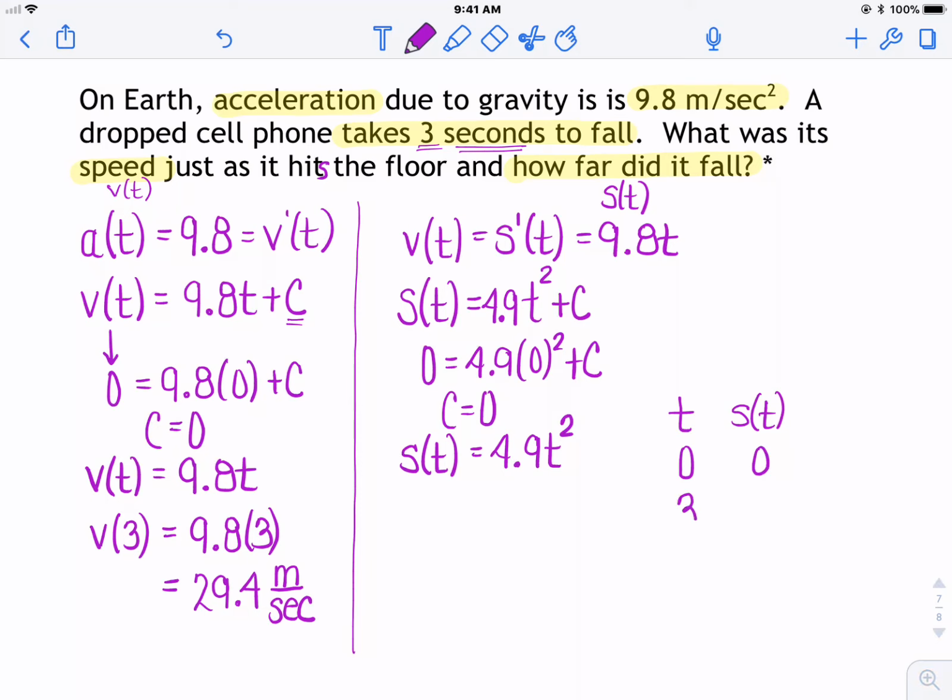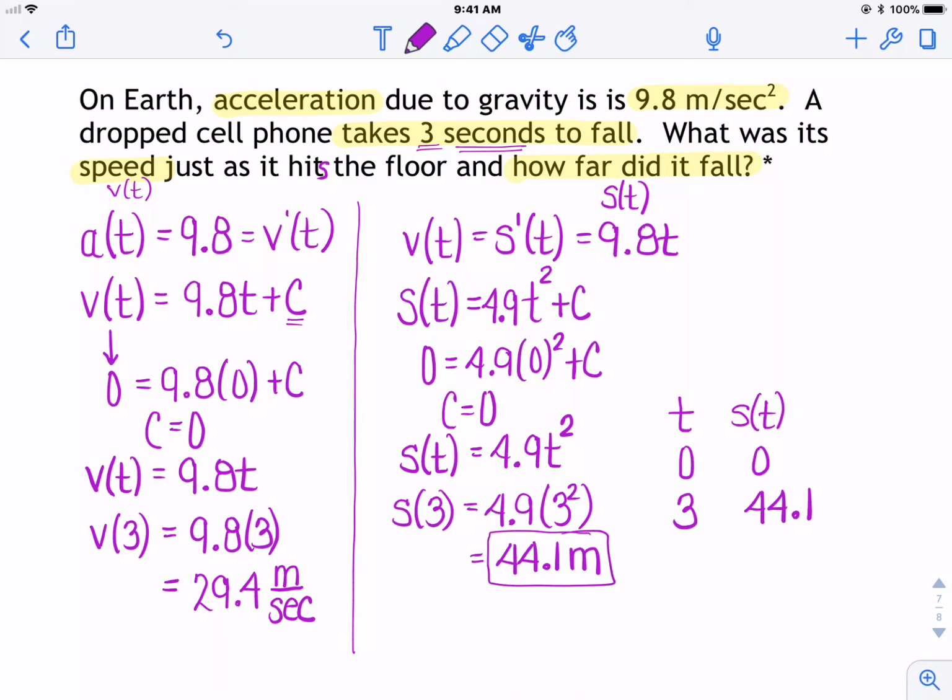If I can see where the position was 3 seconds later, then I can figure out how far it fell. So my position at 3, evaluating that function, will be 4.9 times 3 squared. And 4.9 times that comes up to 44.1. So I know my position is 44.1 meters different than it was at time 0. So how far did it fall? It fell 44.1 total meters.